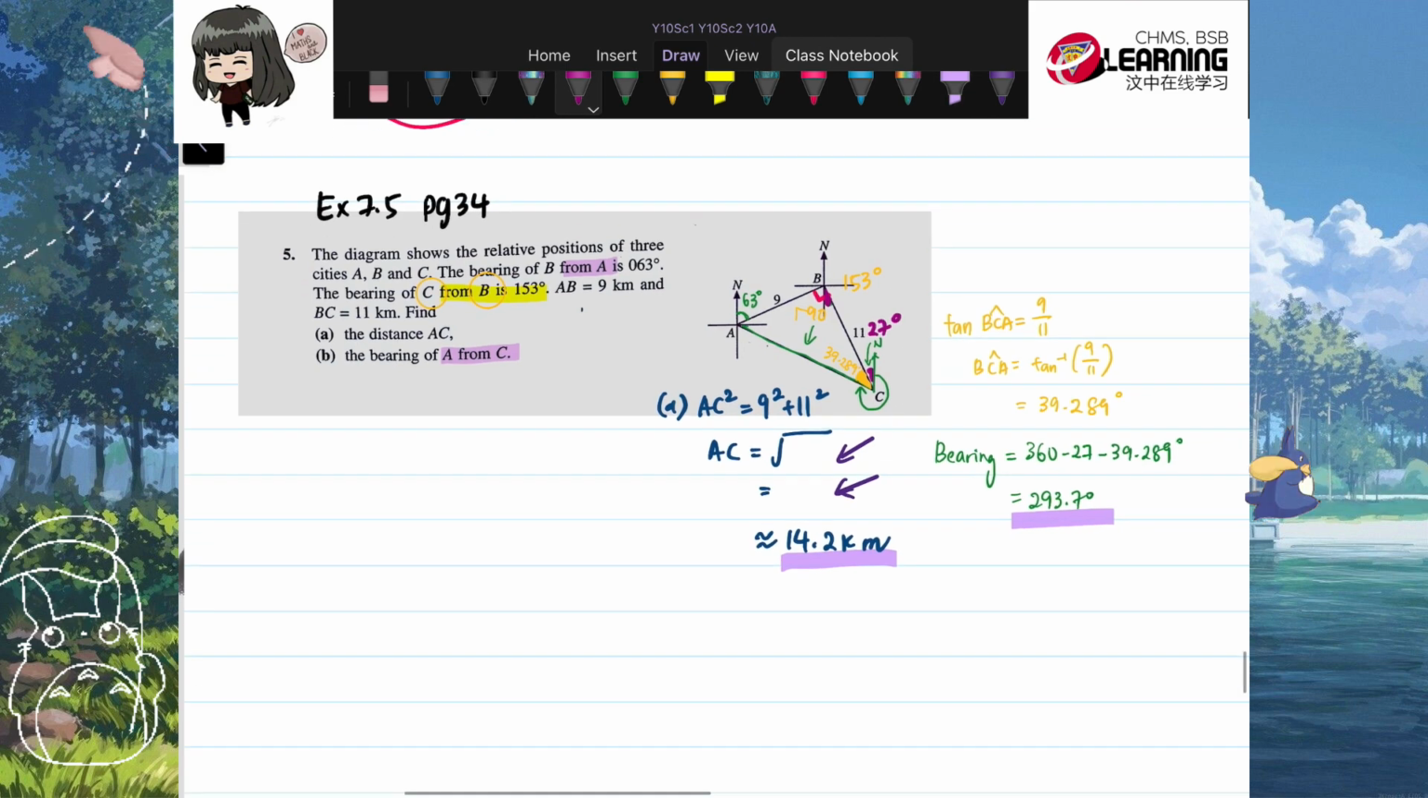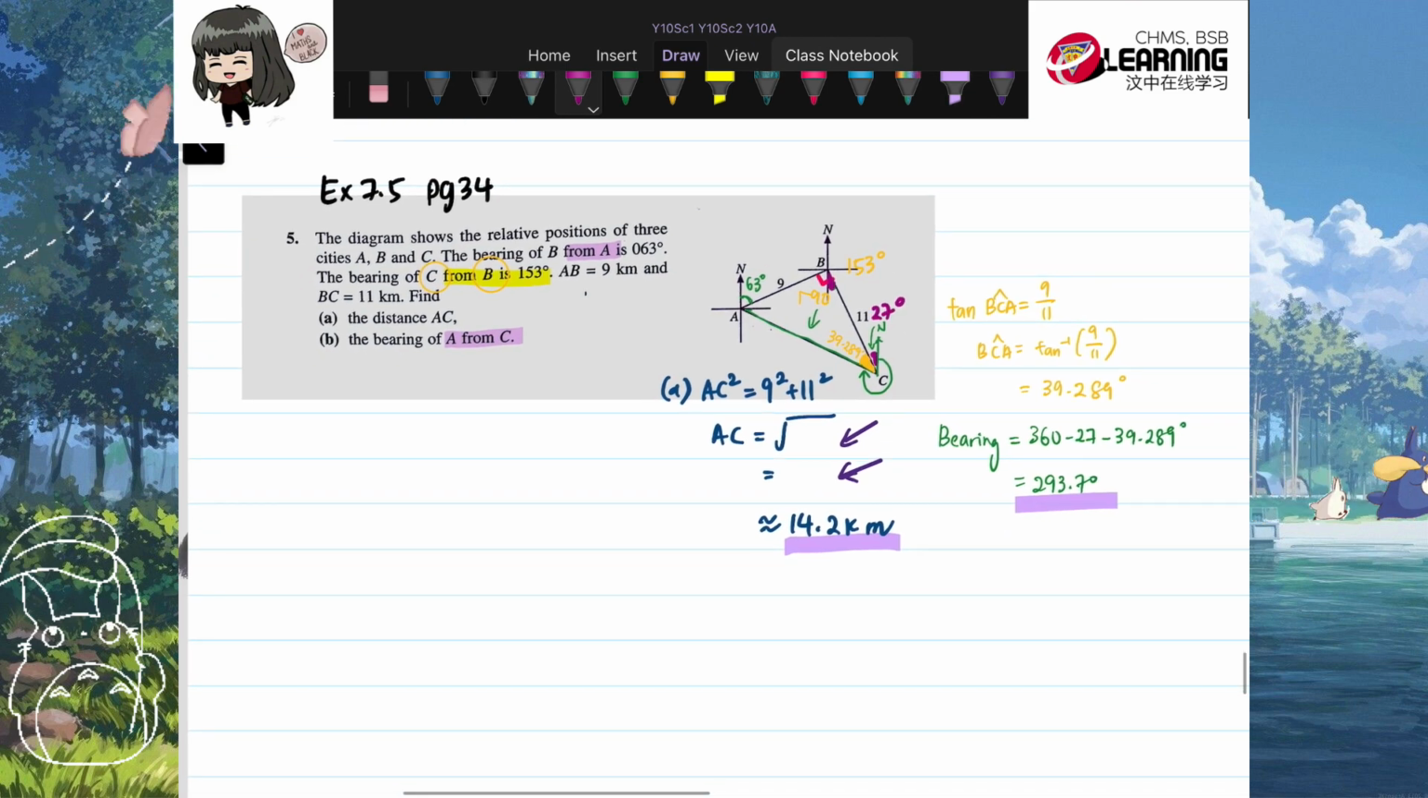I think bearing is a bit hard to grasp if you don't know your angles and also SOHCAHTOA and your sine rule and cosine rule.